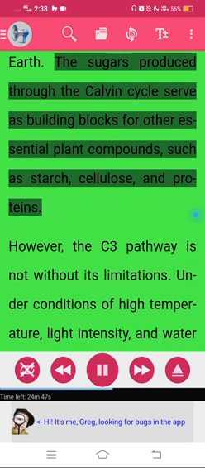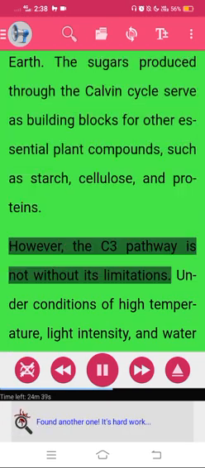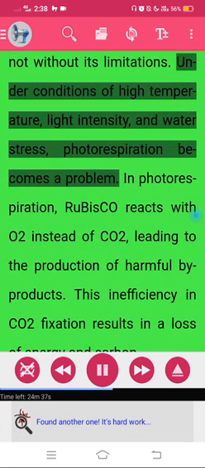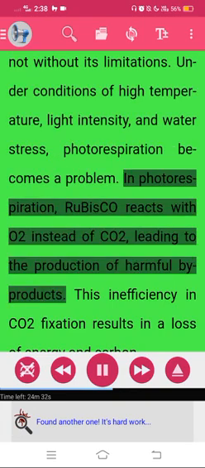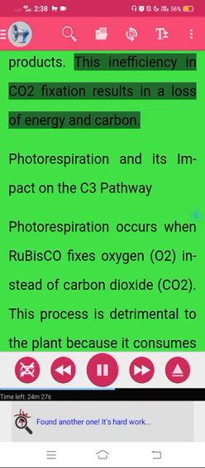The sugars produced through the Calvin cycle serve as building blocks for other essential plant compounds, such as starch, cellulose, and proteins. However, the C3 pathway is not without its limitations. Under conditions of high temperature, light intensity, and water stress, photorespiration becomes a problem. In photorespiration, Rubisco reacts with O2 instead of CO2, leading to the production of harmful byproducts. This inefficiency in CO2 fixation results in a loss of energy and carbon.